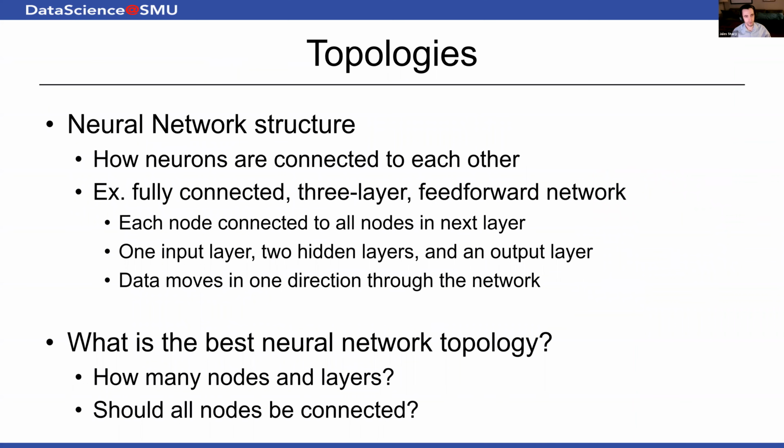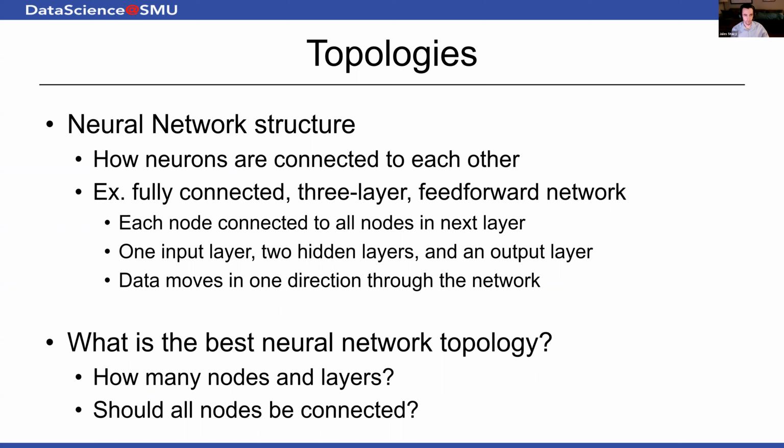Regarding neural networks, topology refers to the structure of the neural network, defining how neurons connect to each other. As an example, I will explain a fully connected 3-layer feed-forward network. Fully connected indicates that the nodes in one layer are all connected to nodes in the next layer. 3-layer indicates that there is one input layer, 2 hidden layers, and an output layer, since the input layer is not counted. And feed-forward means that the data moves in one direction through the network.